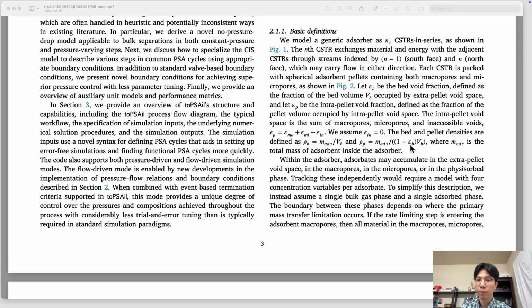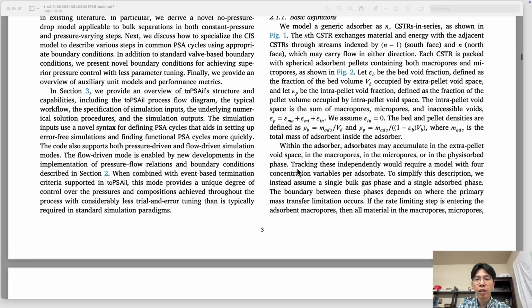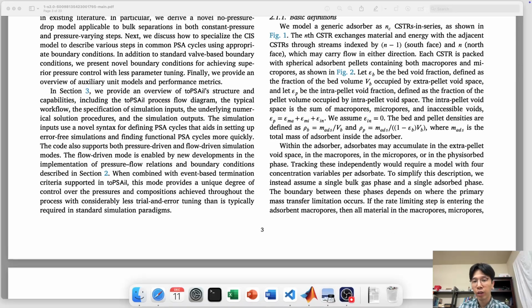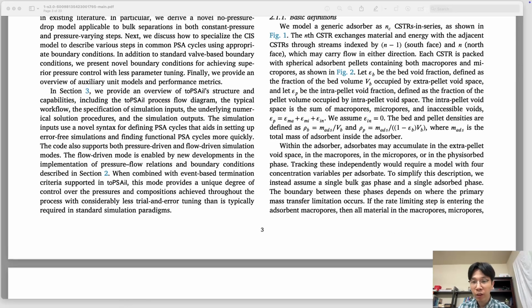and you're adjusting the total volume of the bed with this volume occupied by the pellet. So those are basic definitions that are useful to understand when we start playing around with our toPSAil simulator.